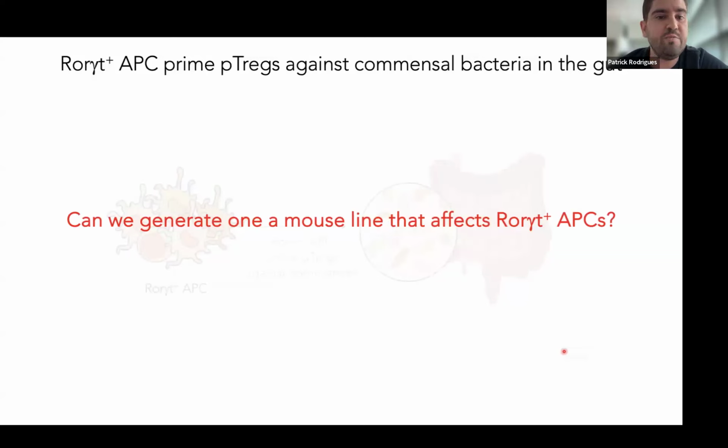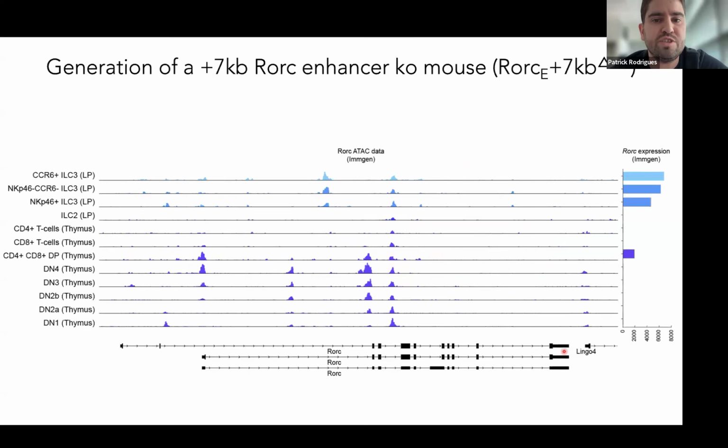So my question was, can we generate a mouse line that will specifically affect the Rorgt APCs? To solve this issue, what I did was have a look at publicly available ATAC sequencing data sets. And what I realized is that if you look at the ILC3 peaks, you can clearly detect an open chromatin region within 7 kb downstream of the start codon of the Rorgt isoform. You can also see that the T cell compartment had no accessibility at all.